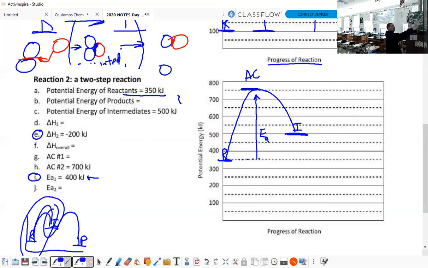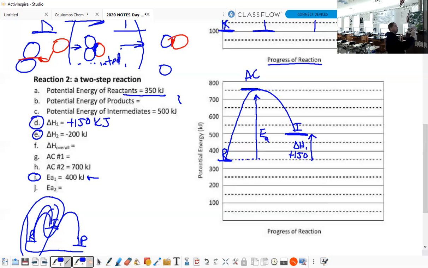Now I also can use, I didn't know my first delta H, but now I do. So to go from the reactants to the intermediate, this is going to be delta H number 1, and that is 350 up to 500. So positive 150 kilojoules. All right, what else do I have?